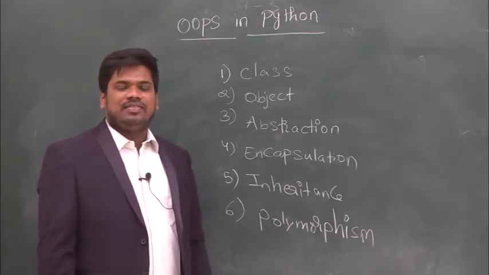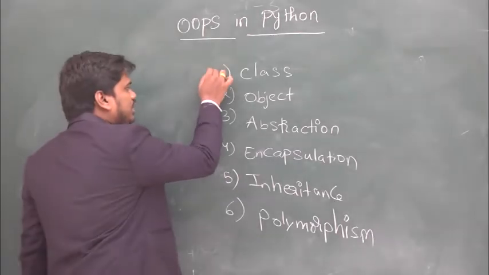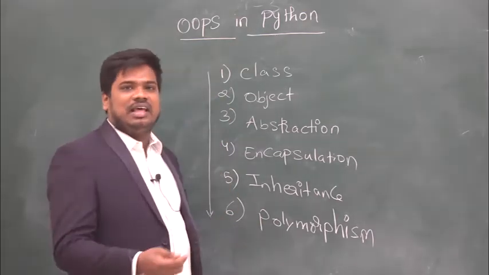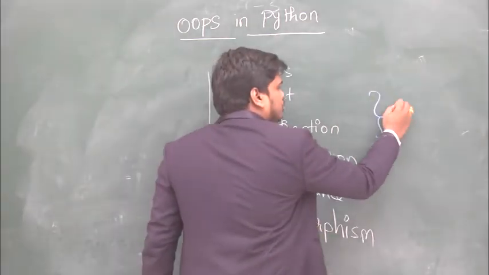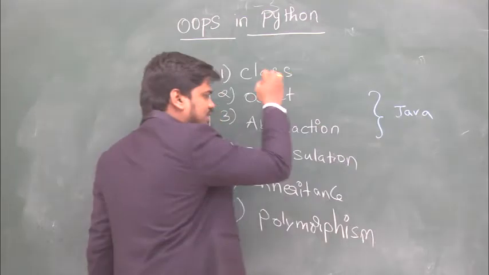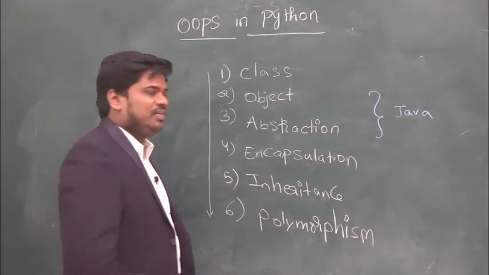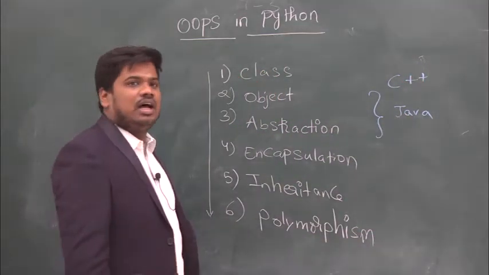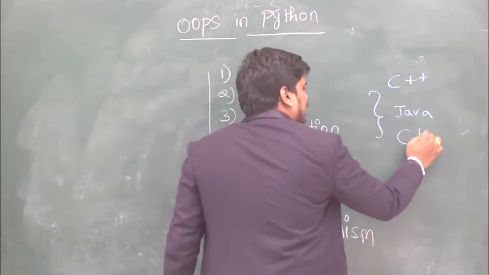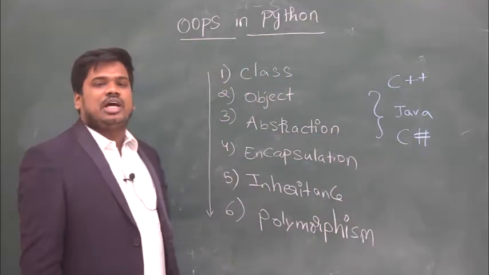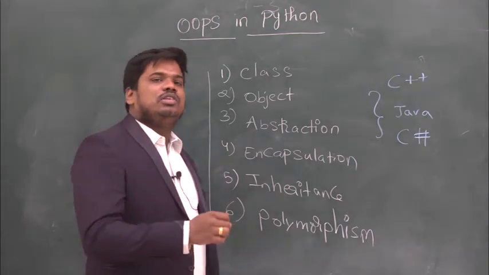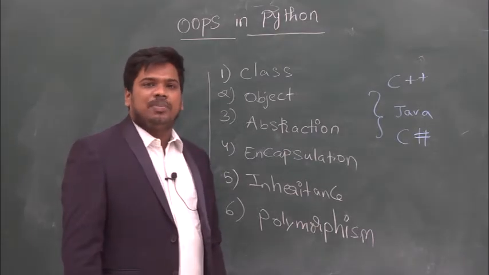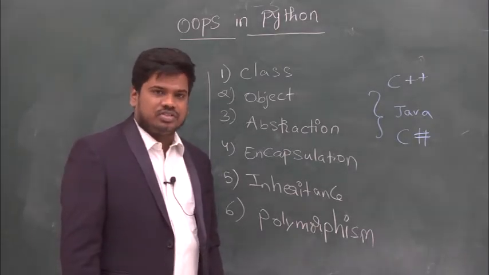If you observe carefully, all these object-oriented features are available in the programming languages which we learned earlier, that is Java. We have seen all these object-oriented features in Java, and in C++, and all these features are applicable in C# as well. But coming to Python, with a slight modification, we will learn the concept of object-oriented features.